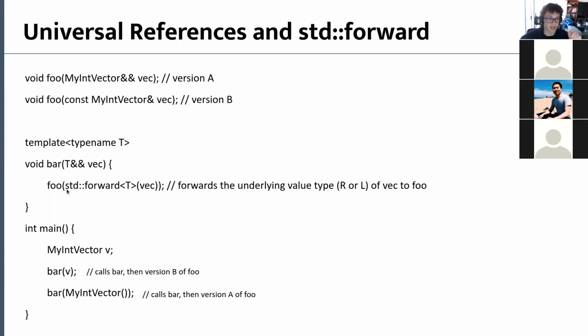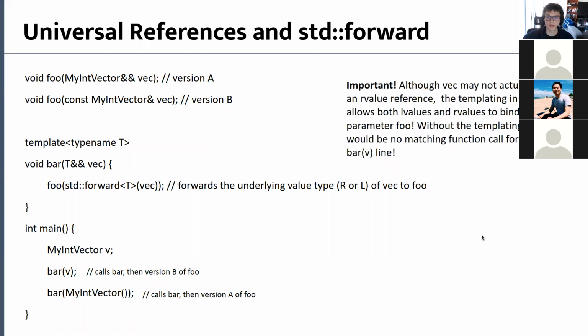So if we want to get back that R value reference that we had when we passed the value to this function, we need to call std::forward, which more or less you can think of as achieving or accessing that previous true type of whatever vec was. And it'll call the correct function as a result. So these both call bar first, but this one is going to call version B of foo, which is the const L value reference. And then this one's going to call version A of foo, which is the R value reference. Again, not really that important.